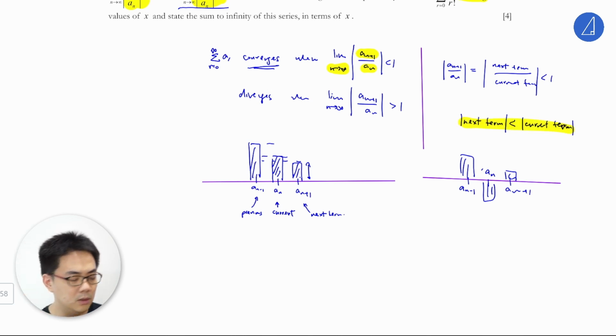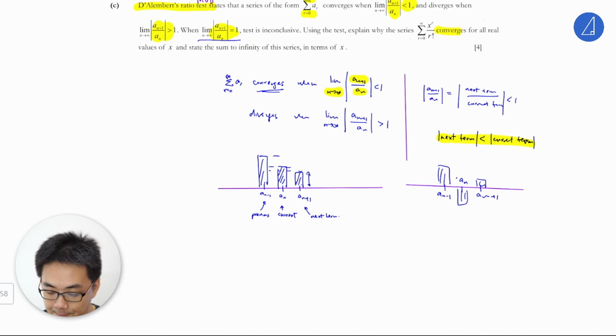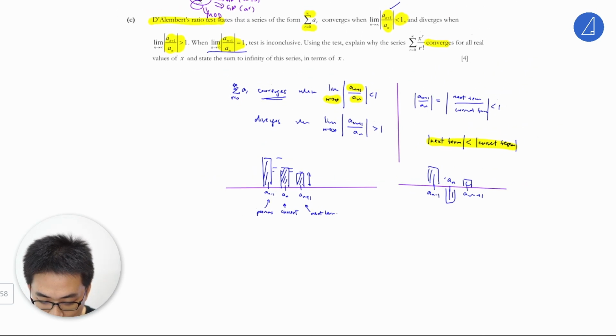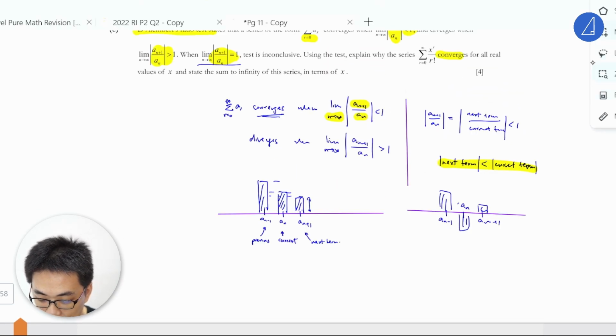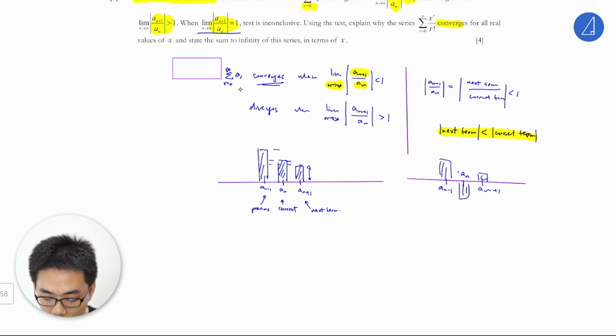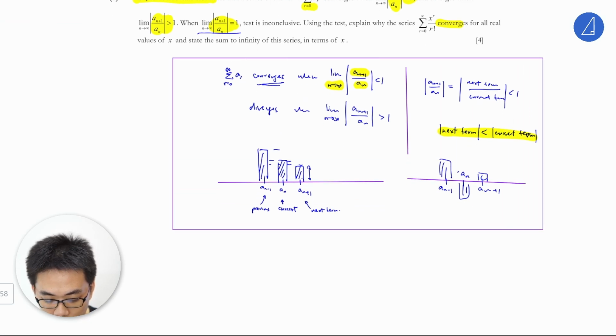So not difficult, right? Current term. Okay, so is it ratio? Can use the ratio test. So essentially we just want to show that the ratio of the next term over the current term is less than 1. That's about it. So explain using this test why it converges for all values, and then use this test also to find the value where it converges to. So let's try to do this.